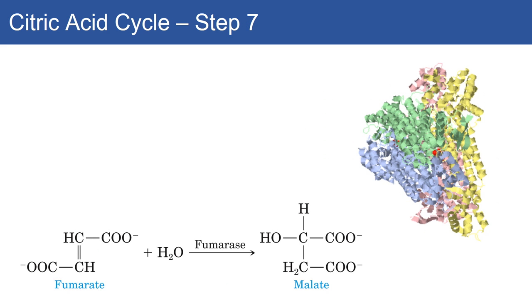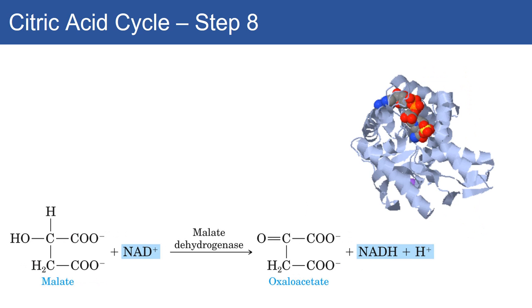Step 7, we have the hydration of fumarate to malate through fumarase. Malate is chiral, and it can exist as enantiomers. It's produced in the cycle as a single stereoisomer. Fumarase is used in the cycle to conduct this transition step. It's a reversible reaction, and so it's very commonly unregulated.